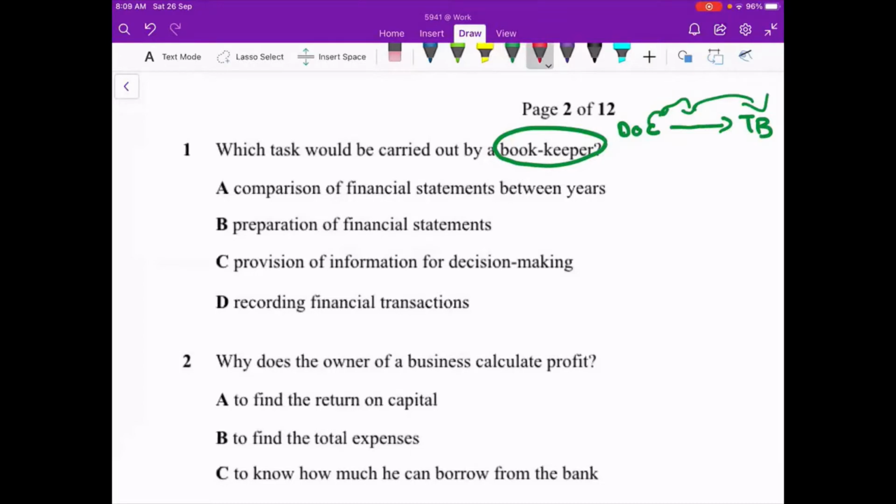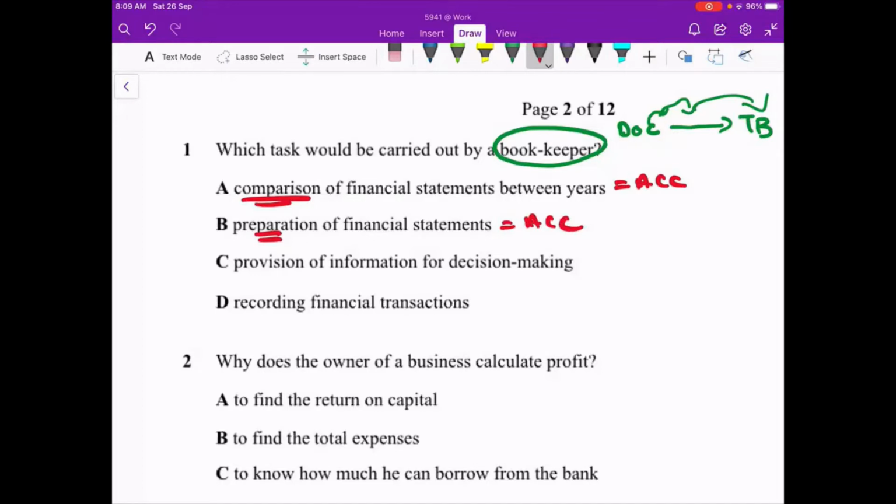We read A. Comparison of financial statements between the years. Comparison is done by the accountant, not the bookkeeper. So A is wrong. B, preparing financial statements. Statements will be prepared by the accountant also. So it's not a bookkeeper's task.